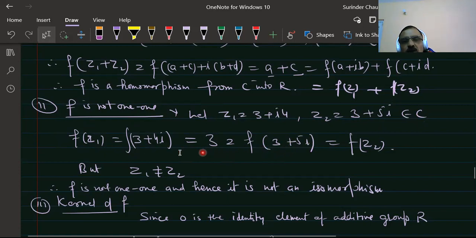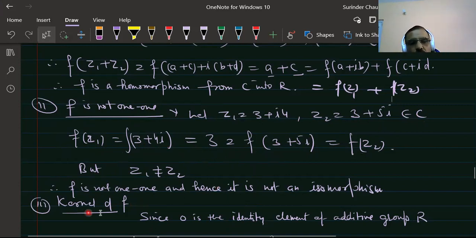It also gives 3. So f of z1 is equal to f of z2, but z1 is not equal to z2, since 3 plus 4i is not equal to 3 plus 5i. So f is not 1-1, hence f is not an isomorphism.